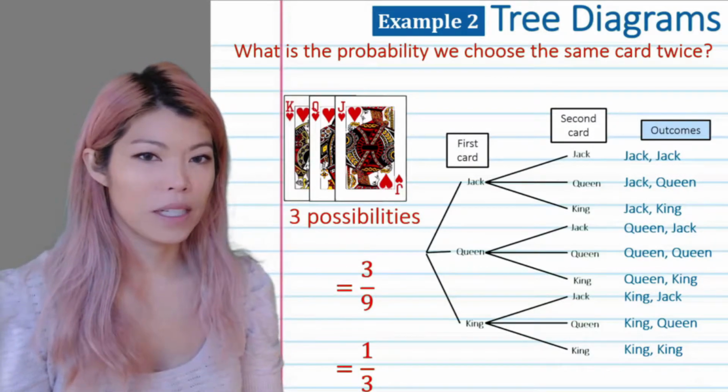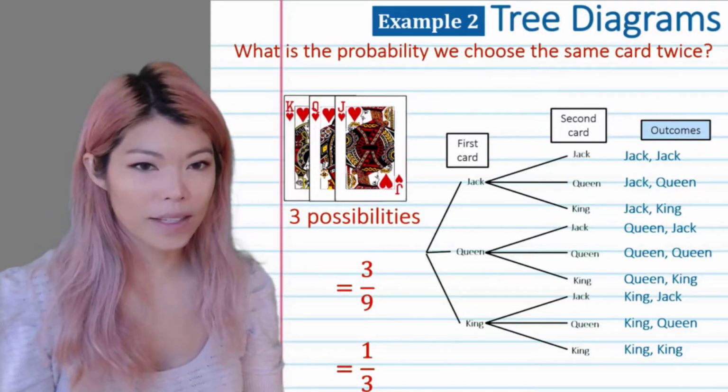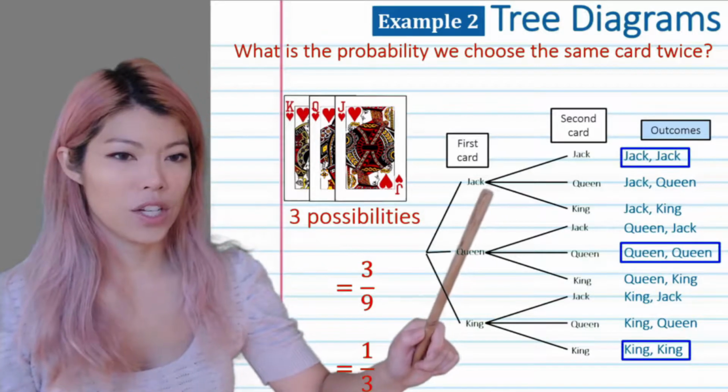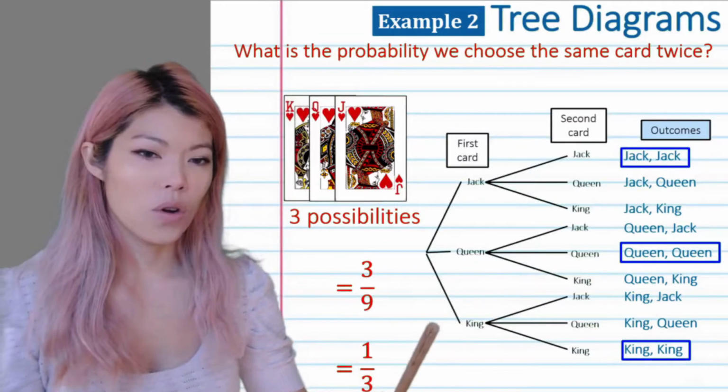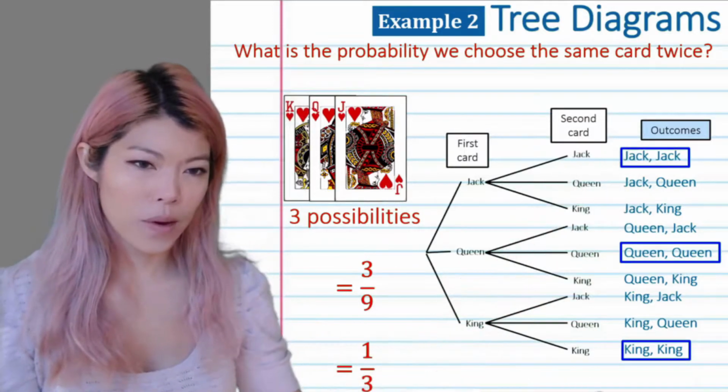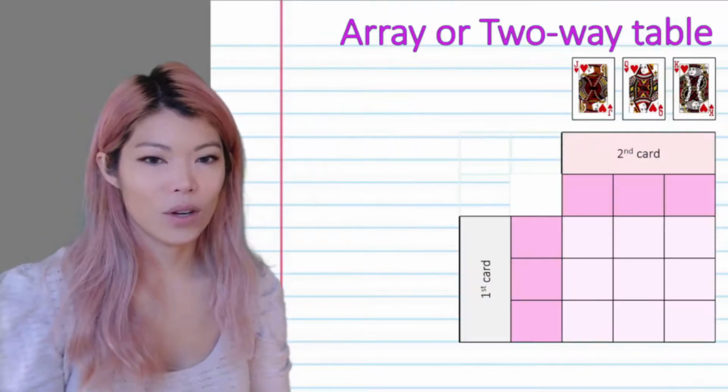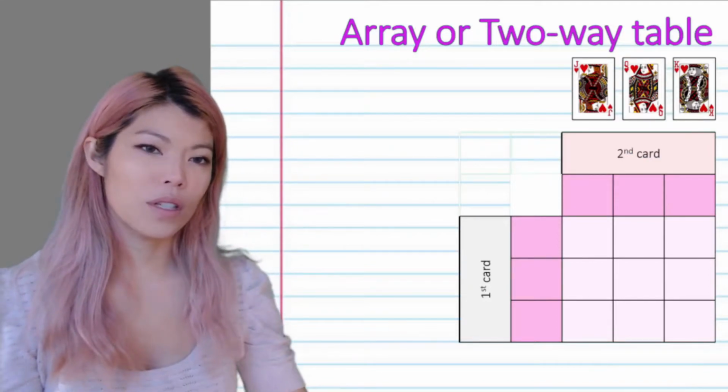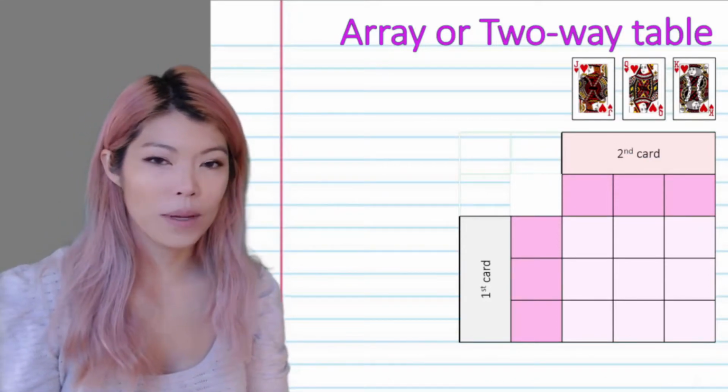What is the probability we choose the same card twice? So we can obtain jack-jack or queen-queen or king-king. So there are 3 out of the 9. So a third.